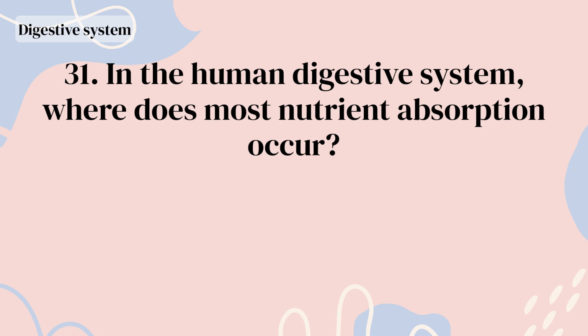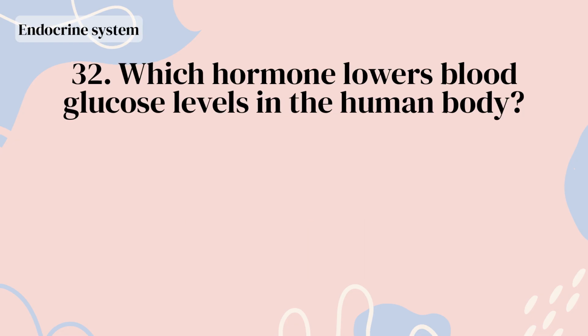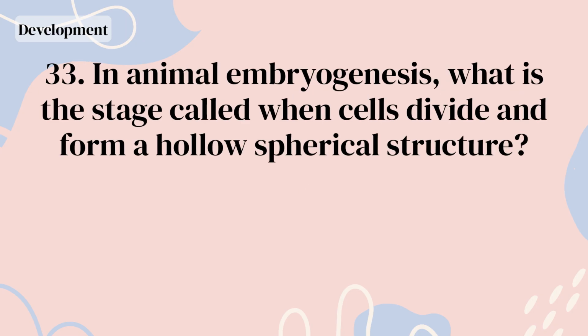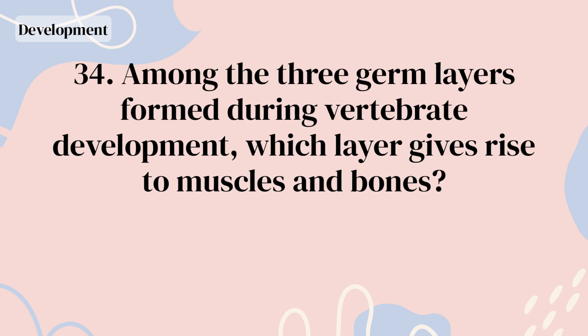Root hairs. In the human digestive system, where does most nutrient absorption occur? Small intestine. Which hormone lowers blood glucose levels in the human body? Insulin. In animal embryogenesis, what is the stage called when cells divide and form a hollow spherical structure? Blastula. Among the 3 germ layers formed during vertebrate development, which layer gives rise to muscles and bones?